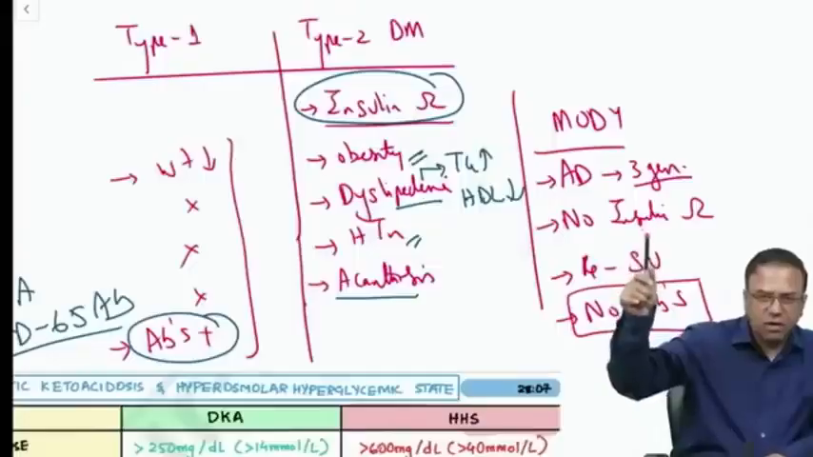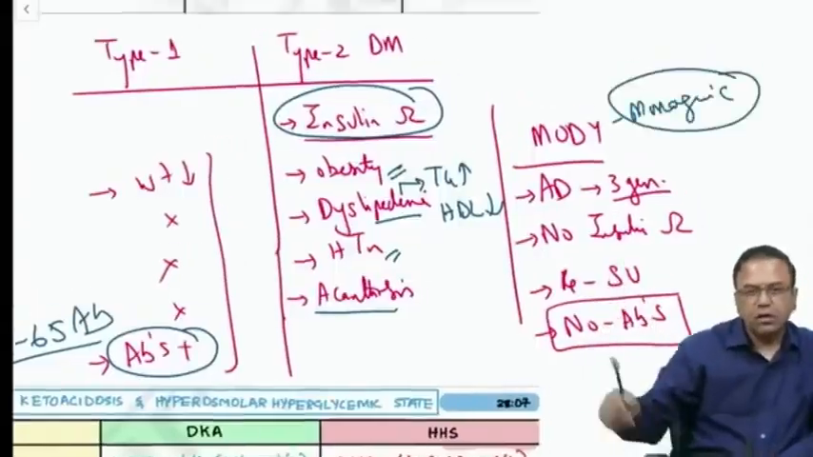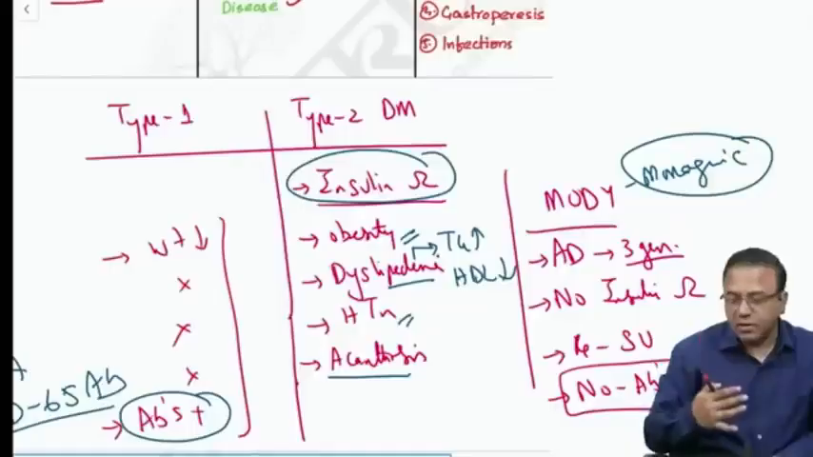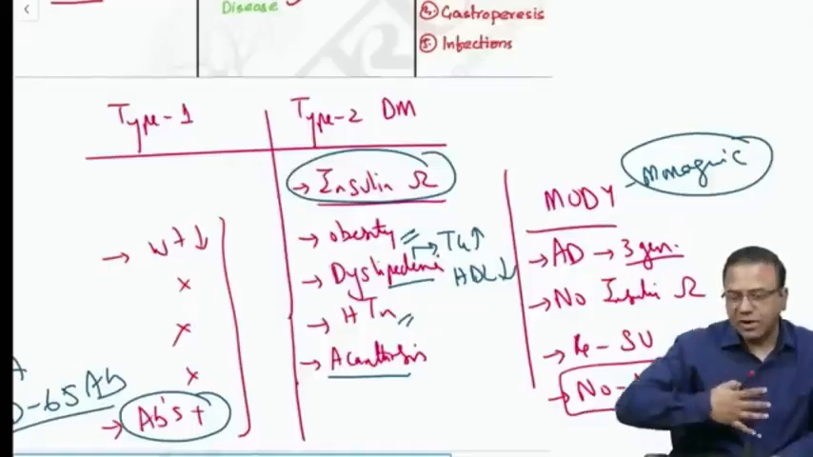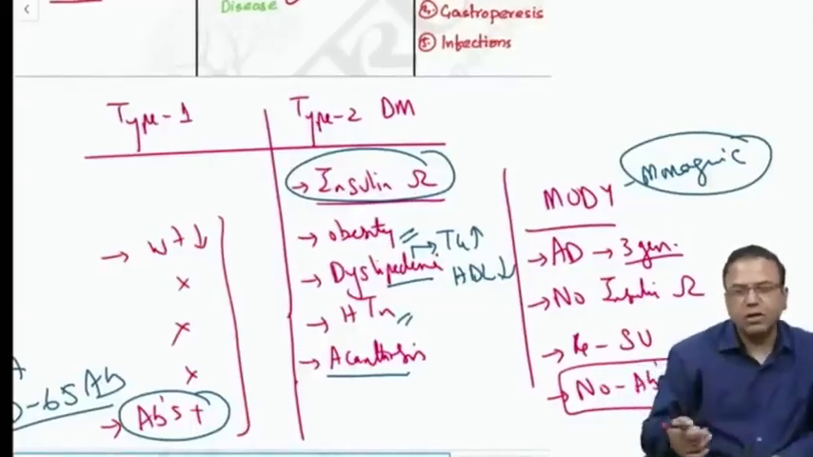Now MODY is a condition that is monogenic. This is monogenic, means single gene problem. Remember type 2 diabetes, you may inherit the defect, but if your lifestyle is good and if your diet is good, stress is not there, you can delay the diabetes. Before you die, you may not get it. You can skip it actually.